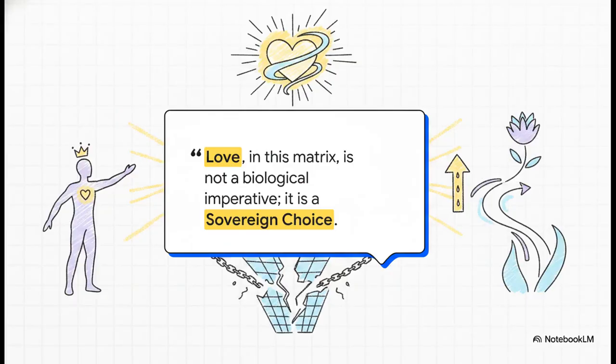Love in this matrix is not a biological imperative. It is a sovereign choice. I absolutely love how this frames the concept. It's the conscious decision to treat another entity according to its absolute highest cosmic potential. You're skipping right past their flaws or their broken scripts. It is a pure act of will.